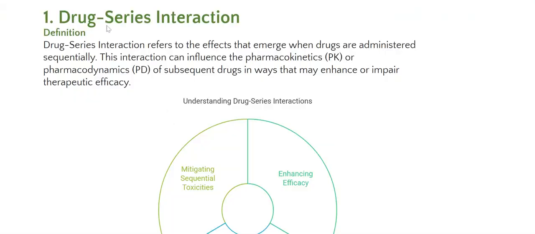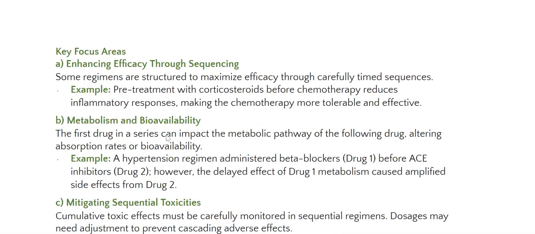Key points. Drug series interaction definition. Again, drug series interaction trial refers to the effects that emerge when drugs are administered sequentially. This interaction can influence the pharmacokinetics (PK) or pharmacodynamics (PD) of subsequent drugs in ways that may enhance or impair therapeutic efficacy. And here's a summarized diagram on understanding drug series interactions, mitigating sequential toxicities, enhancing efficacy, metabolism, and bioavailability.